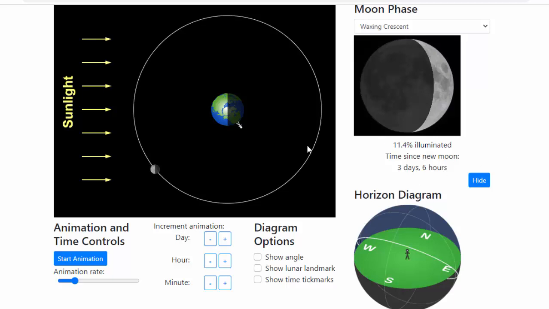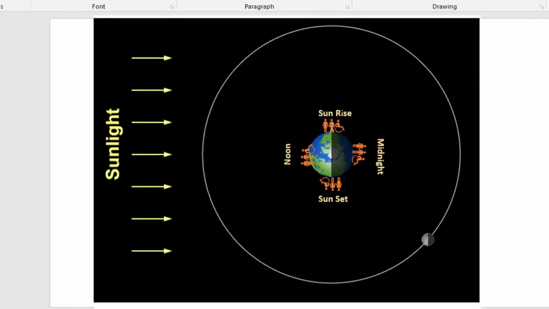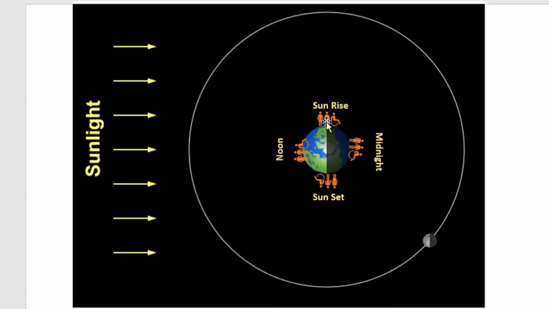Now let's see when the waxing crescent phase will rise, reach its highest point in the sky, and set. And we'll keep an eye on this horizon diagram. We can rotate it here so that we see the positions. Now, of course, the Earth is rotating counterclockwise. And let me remind you which position represents sunrise, noon, sunset, and midnight. So this position here represents sunrise while the Earth is rotating counterclockwise. This position represents noon.